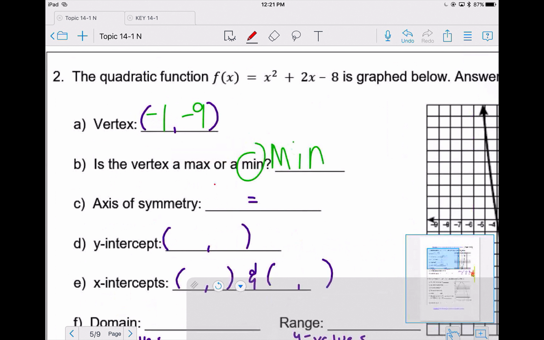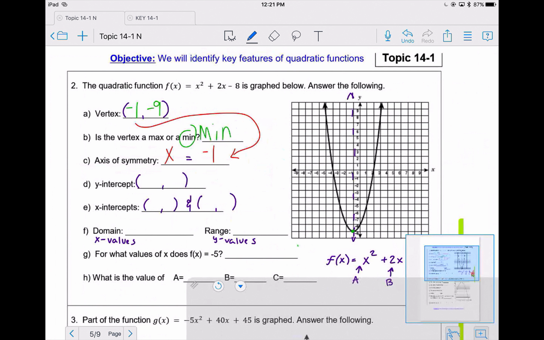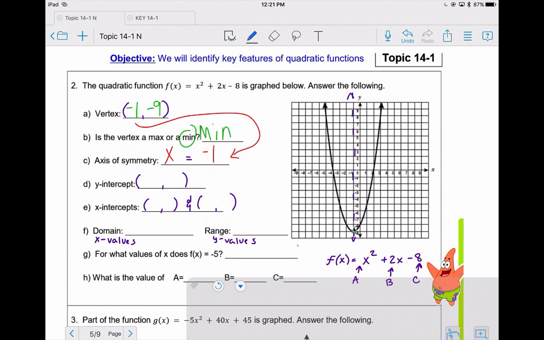Your axis of symmetry is x equals the x from your vertex. It is always an equation. If you do not write it as an equation, it is considered incorrect because the axis of symmetry is the dotted line that is right here. x equals -1. If you just put -1, we don't know if that's an x, if it's a y, if it's a point, if it's an intercept, if it's a number that's random. So you have to put x equals the x point of your vertex.